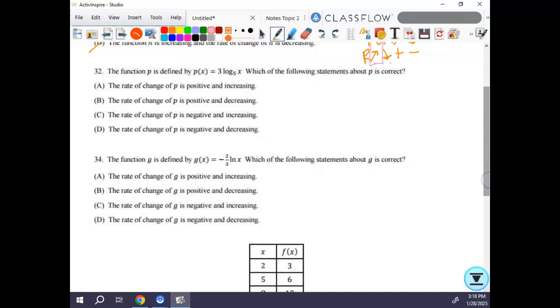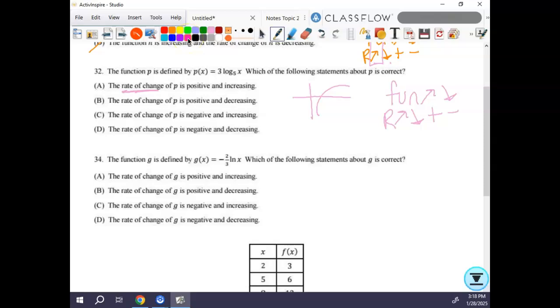All right, 32. Log looks like this. The 3 doesn't really do much. Now, this is talking about the rate of change overall. It's not asking about the function at all. So, fun chart. The more you write it, the more likely you'll get it right when you need it. Plus, if you write it over and over again, then you can actually write on it.